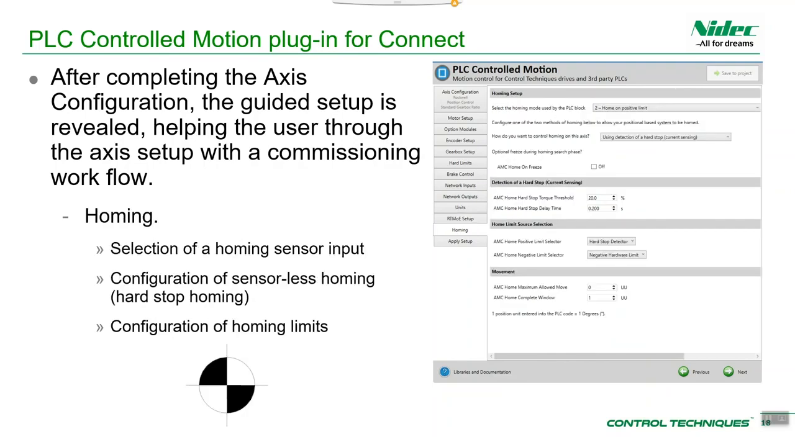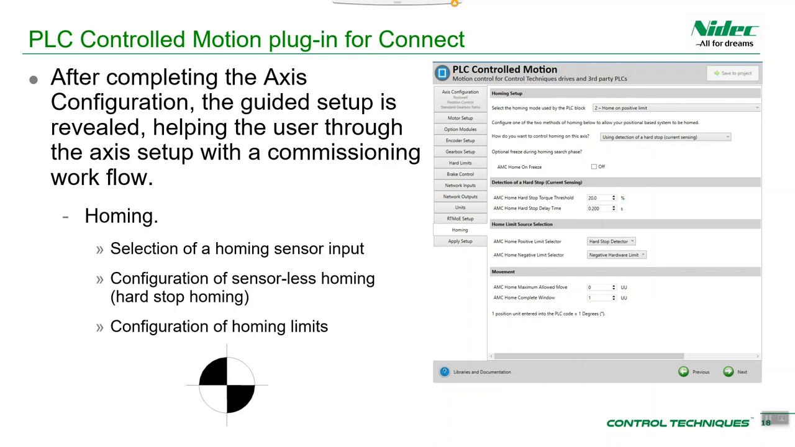So homing, there are several different homing routines built into it. The hardware side, so the drive side of all of these different homing routines, is configured from the homing tab. As you can see, this particular setup is for homing on a positive limit, where the positive limit is indicated by a hard stop.